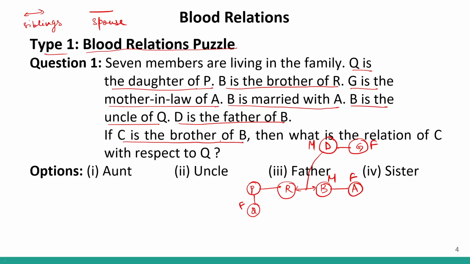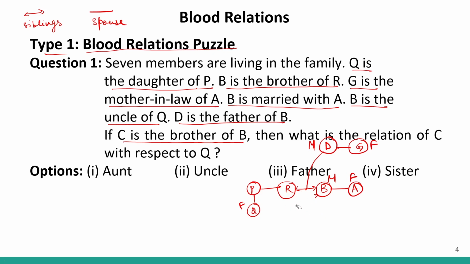Now, C is the brother of B. So now one more relation is there. We already have R. Now we have one more relation. I do not have space to denote this relation, so I am drawing it like this: C is the brother of R, so C is male. C is the brother of B. Correct? We have to find what is the relation of C with respect to Q.